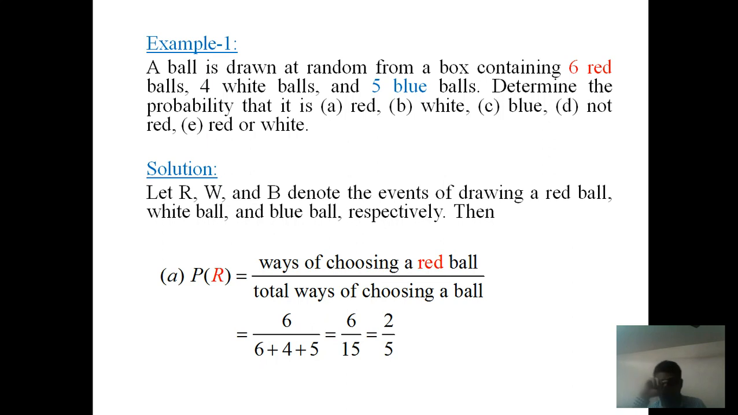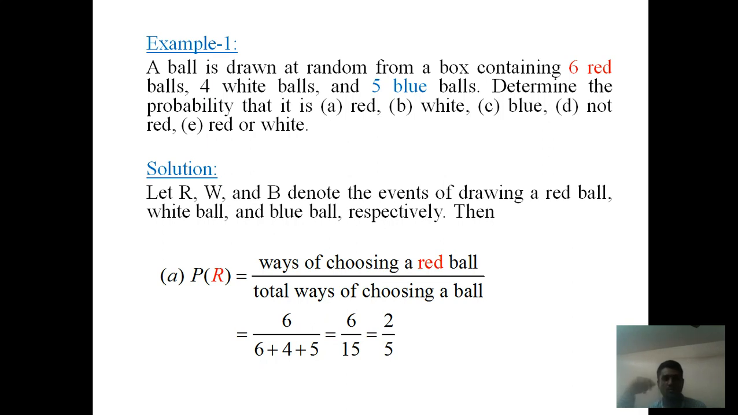Now, in today's lecture, we have to start with a simple example of probability. The first example: a ball is drawn at random from a box containing, say, 6 red balls, 4 white balls, and 5 blue balls. So, the box contains a combination of balls: 6 red, 4 white, 5 blue. We have to determine the probability that it is: the first option is red, the second option is white, the third option is blue, the fourth option is not red, and the fifth and last option is that the ball is red or white. So let's see the solution.